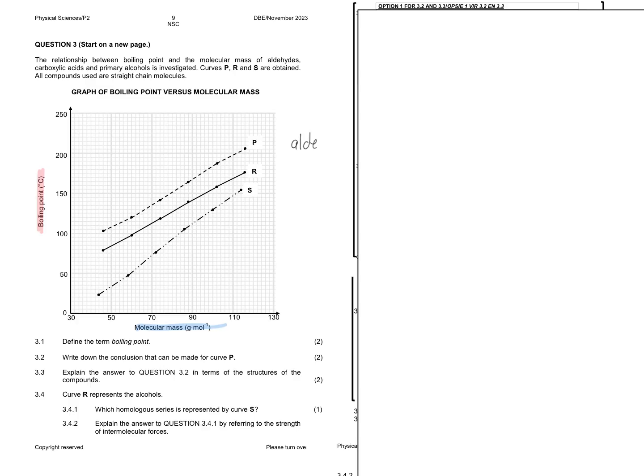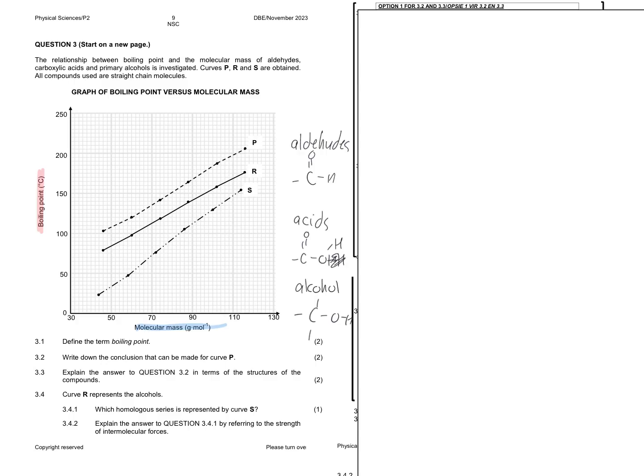So one of these graphs represents the aldehydes, which is a C double bond O on the end. One of these represents the acids. And one of them is the alcohols, primary alcohols, so it'll look like this. And then there will be one carbon attached to that carbon. So each of these graphs, P, Q, and R, one of them is aldehydes, one of them is acids, and one of them is alcohols.